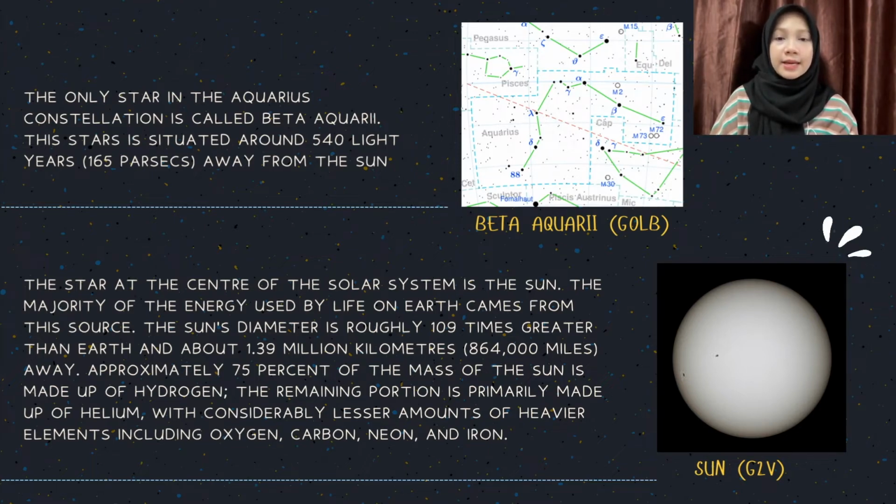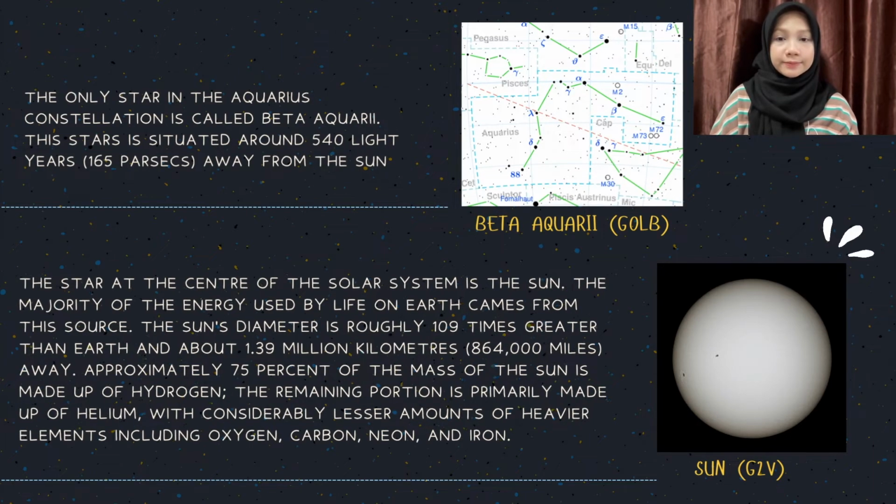Then we have the Sun. The star at the center of the solar system is the Sun. The majority of the energy used by life on Earth comes from this source. The Sun's diameter is roughly 109 times greater than Earth, and it is about 1.39 million kilometers across. Approximately 75% of the mass of the Sun is made up of hydrogen, and the remaining is primarily made up of helium, with lesser amounts of heavy elements such as oxygen, carbon, neon, and iron.